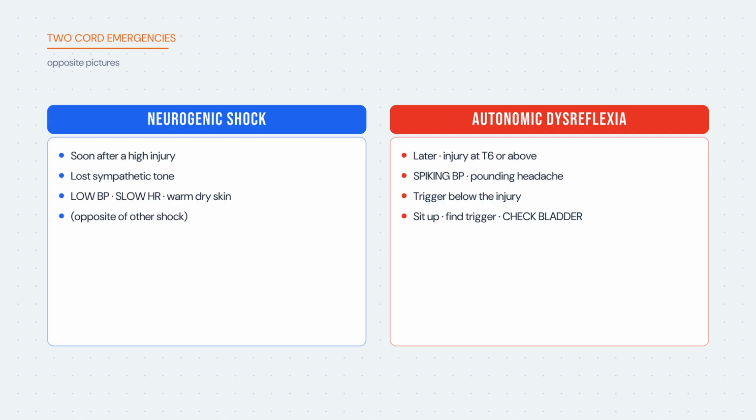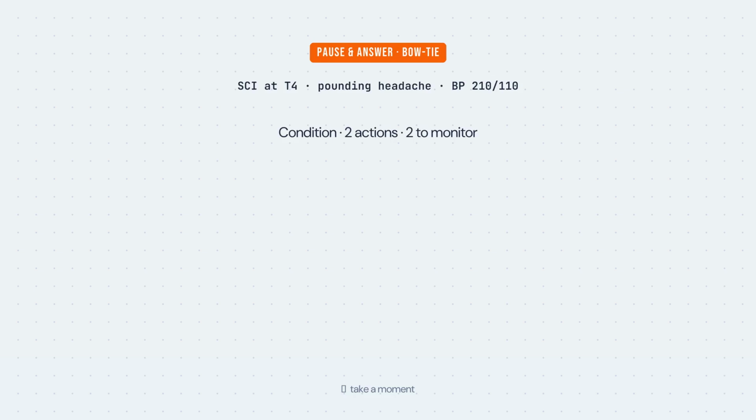Check the bladder first. Pause for a bow tie. A patient with a spinal cord injury at T4 suddenly develops a severe pounding headache and a blood pressure of 210/110. Choose the condition, the 2 priority actions, and the 2 things to monitor.